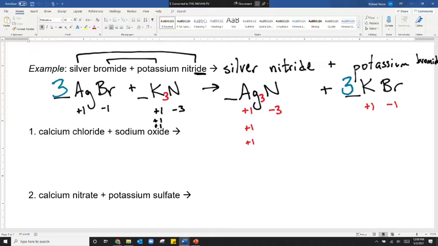All right, so it's not bad, but it is a lot of work because you have to look up all those individual charges. Let's try this next one together. I'm going to erase my charges so I'll have a little room to write.